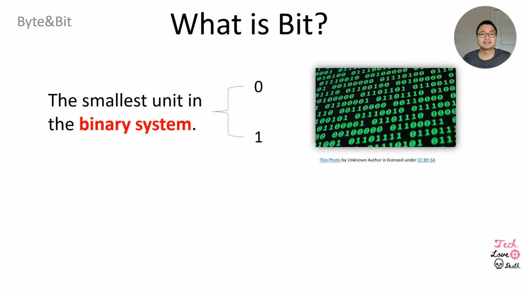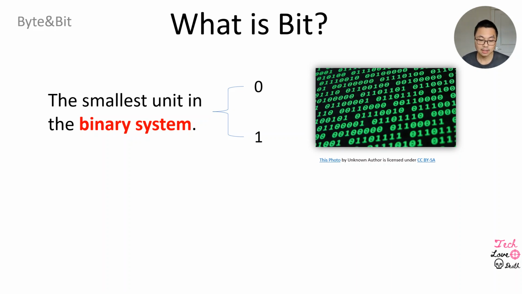Okay, bit. What is bit? Bit is the smallest unit in the binary system. So what is binary? It means that each digit in binary system can only represent two values: 0 and 1. And in the decimal system it is from 0 to 9, 10 values. So how do we represent the 2 in binary system?